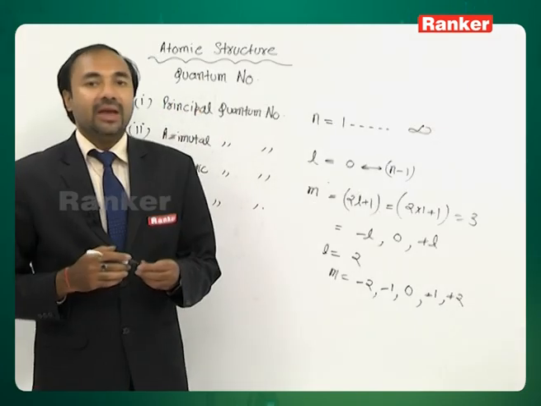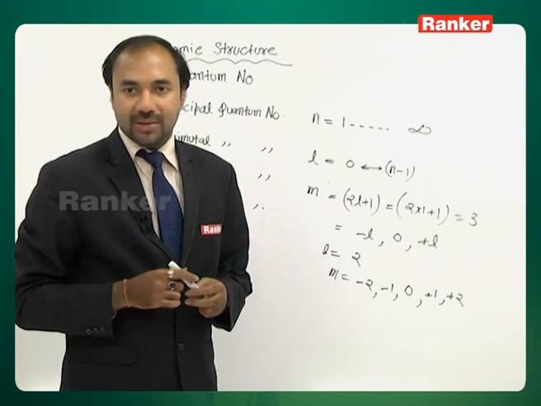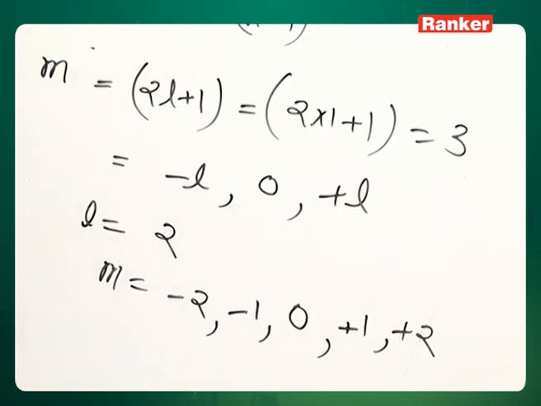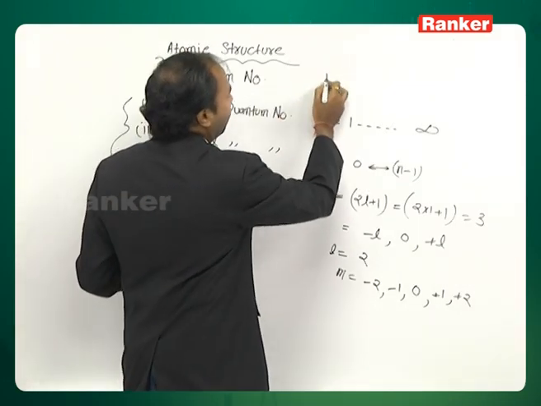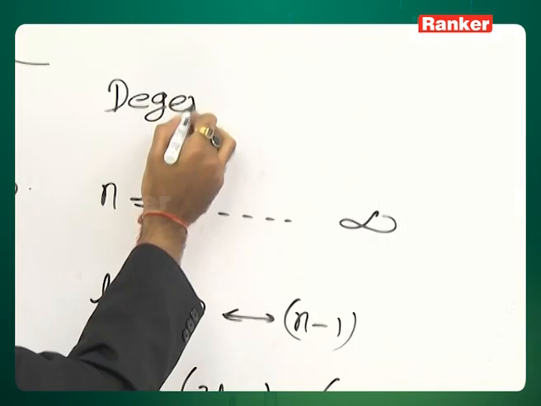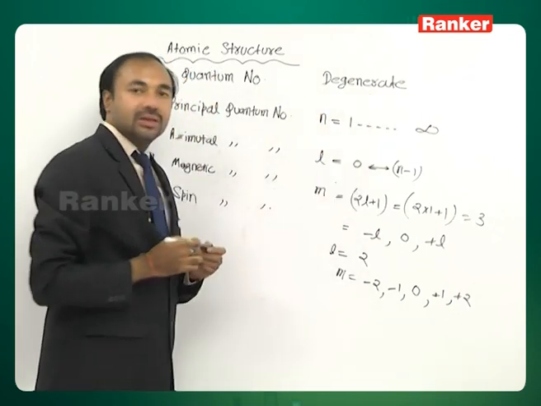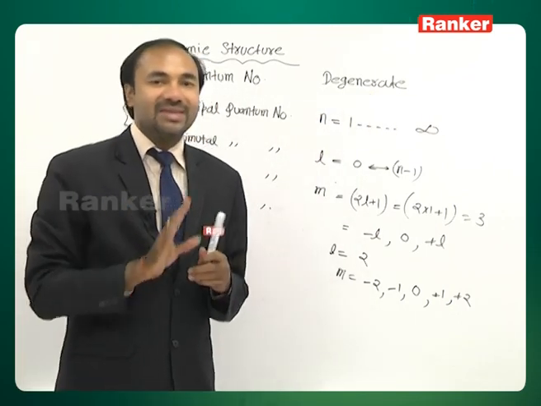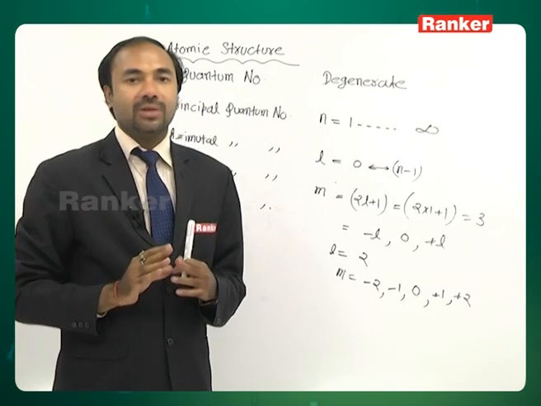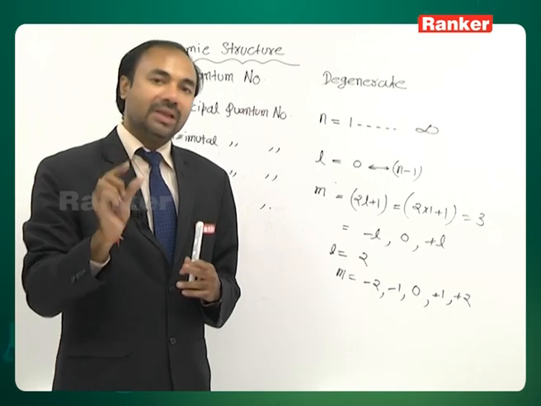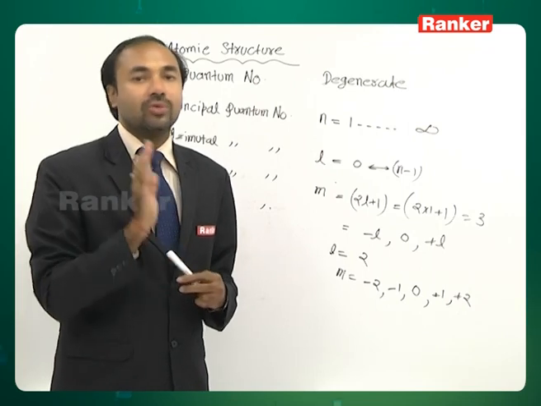Remember one thing, in a particular subshell all the orbitals will be degenerate. They are called degenerate orbitals. This is the term we use. What is the meaning of degenerate orbitals? That all the orbitals will have exactly the same energy. We are not talking about size and shape, but this is for sure that in a particular subshell, all the orbitals will be at the same energy level. There will not be a single point difference in the energy of those orbitals.